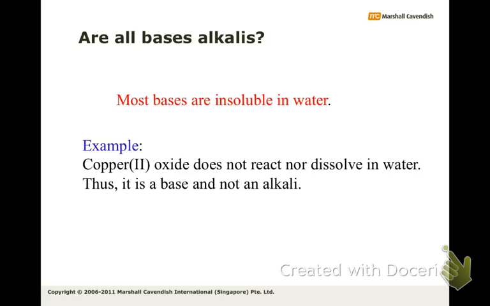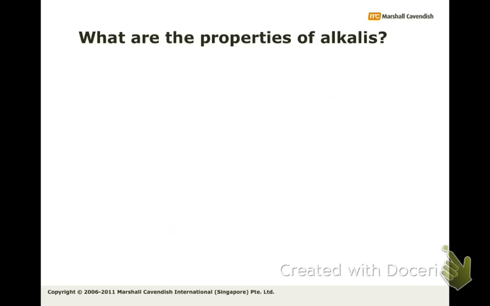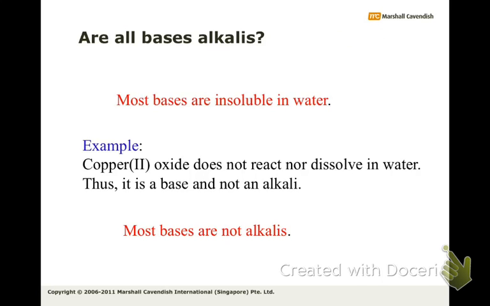For example, copper(II) oxide does not react with or dissolve in water, so it is not an alkali, but however it is a base. So when you react it with acid, it will still do its job. Most bases are not alkalis. Now, which bases are alkalis then? Basically, alkalis are group 1.